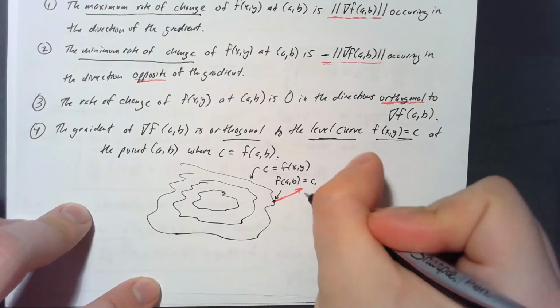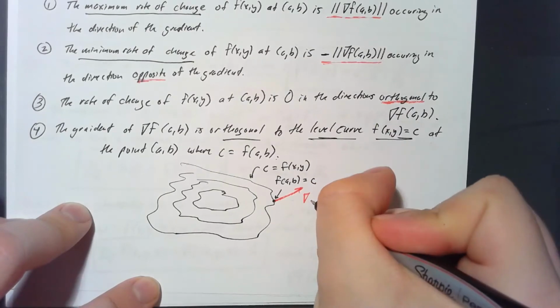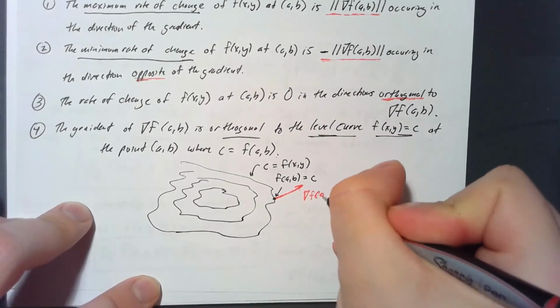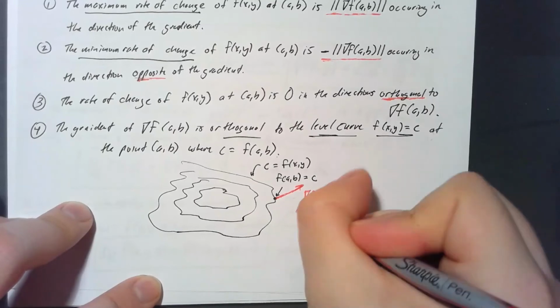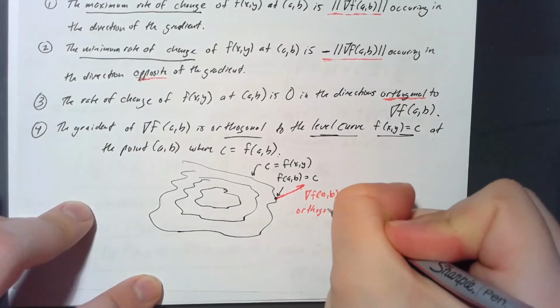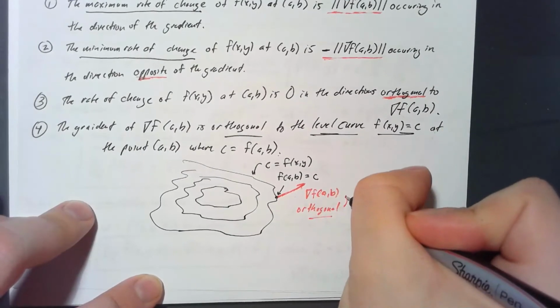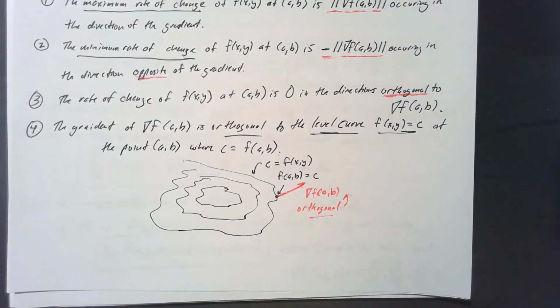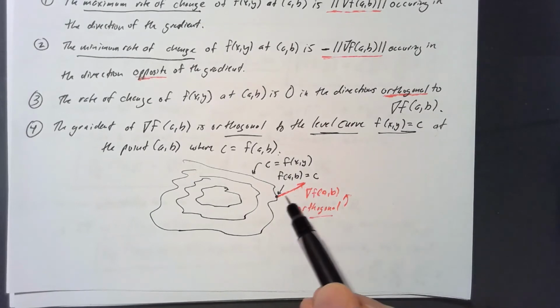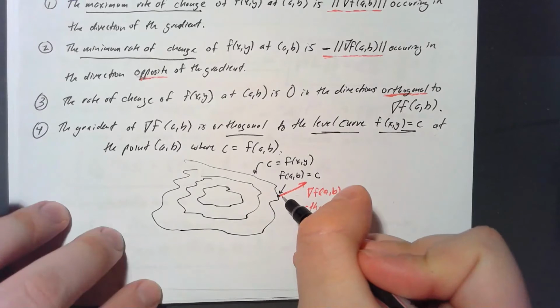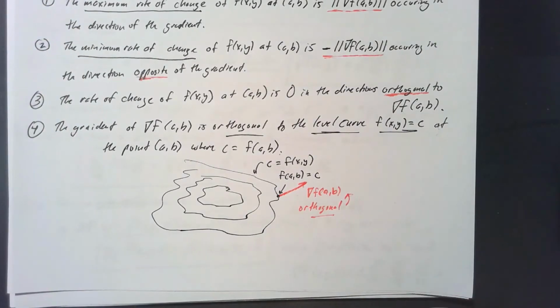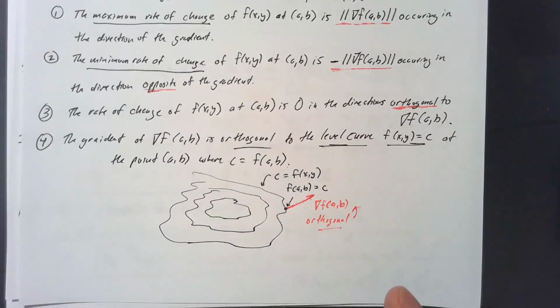That right there would be the gradient of the function at AB, and it's going to be orthogonal. I'm trying to make this look like it projects out at a 90-degree angle, but drawing three-dimensional things on a surface is never easy, especially for me. Okay.